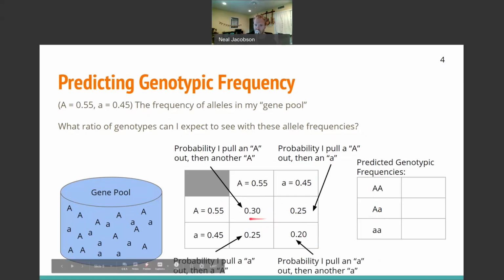Well, my big A big A frequency should be 0.3. My big A, little a, I have to add these two together, so I get 0.5. And then my little a little a, I get 0.2. Now, the way I can check my math is I say, okay, do my genotypic frequencies add up to 1? Does the proportion of homozygous dominant plus the proportion of heterozygotes plus the proportion of homozygous recessives all add up to 1? And they should, because that should encompass all individuals in that population.